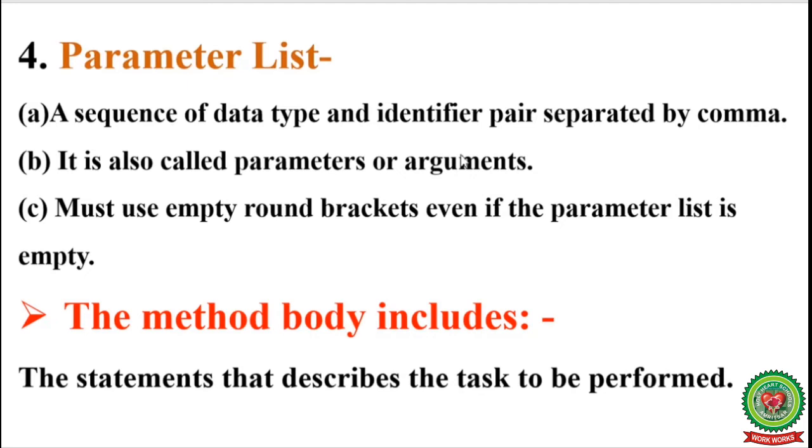Students, you can also recall that when you write public static void main, in the main method you pass int a, comma, int b. Those two are the parameters. They are also called parameters or arguments. We must use empty round brackets even if the parameter list is empty. We should use round brackets after the method name. And the second part is the method body. The method body includes the statements that describe the task to be performed.